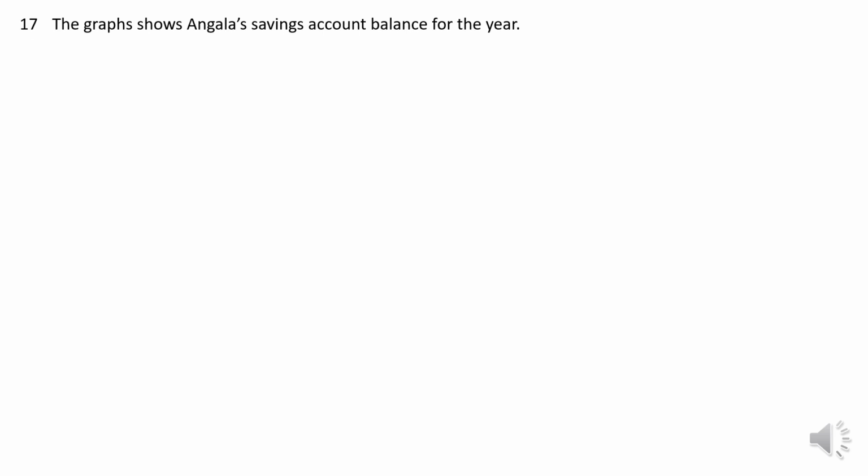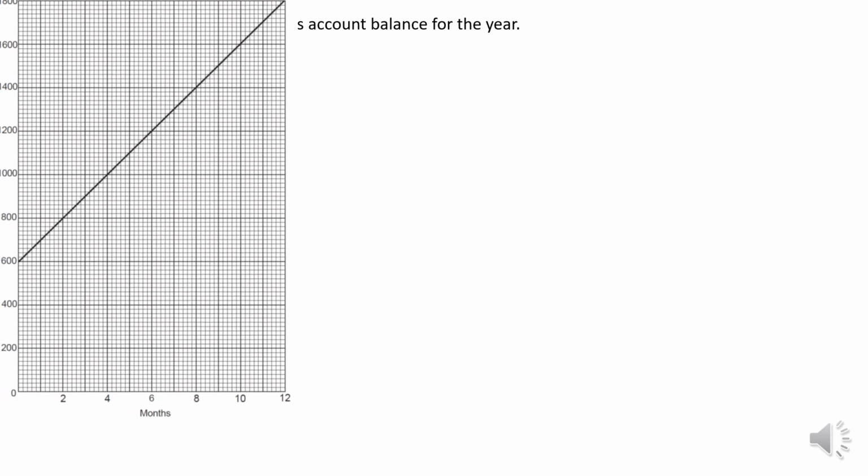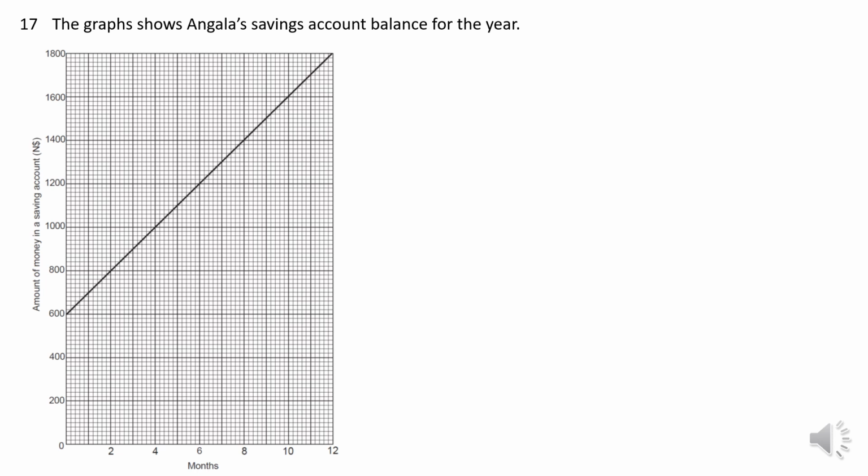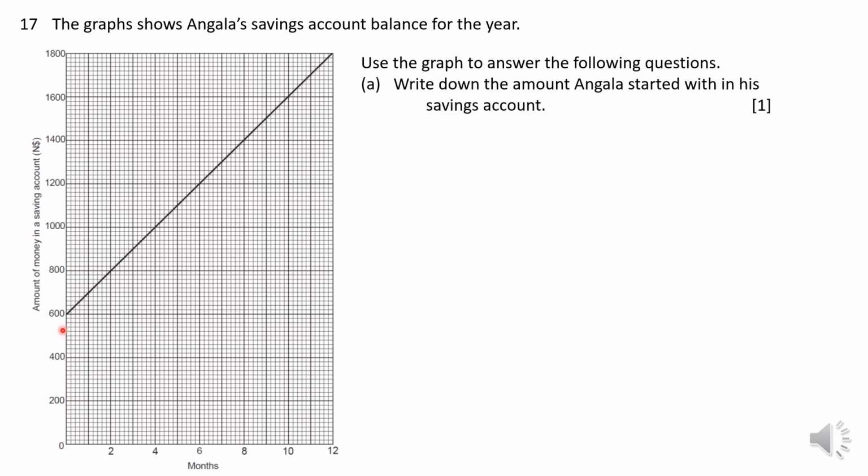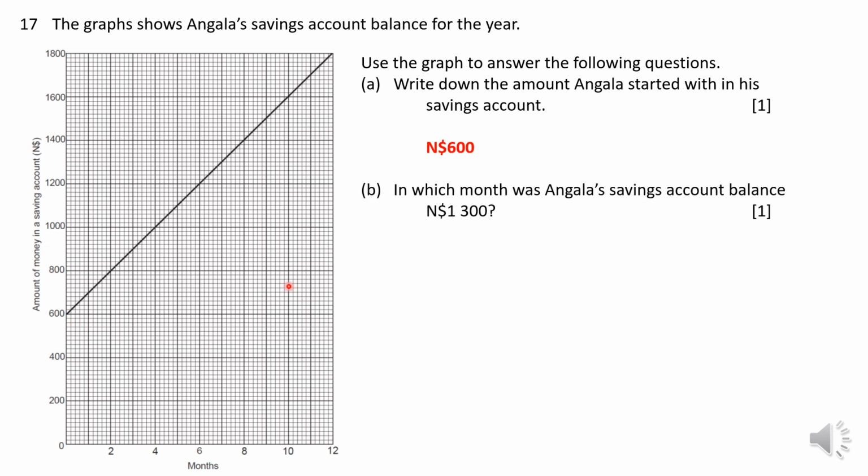Question 17, there's a graph. This shows the savings account balance for the year of Angala. All right, so you can see that with 0 months, she has 600, because the first question is asking, write down the amount she started with in the savings. Obviously, it's 600, okay?